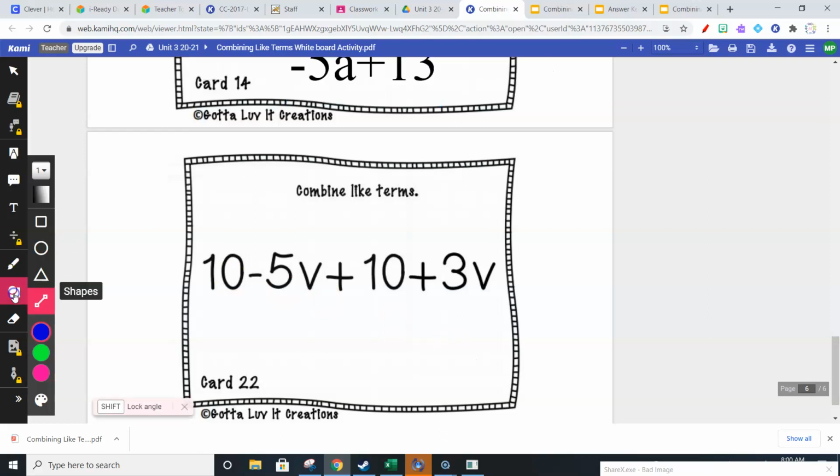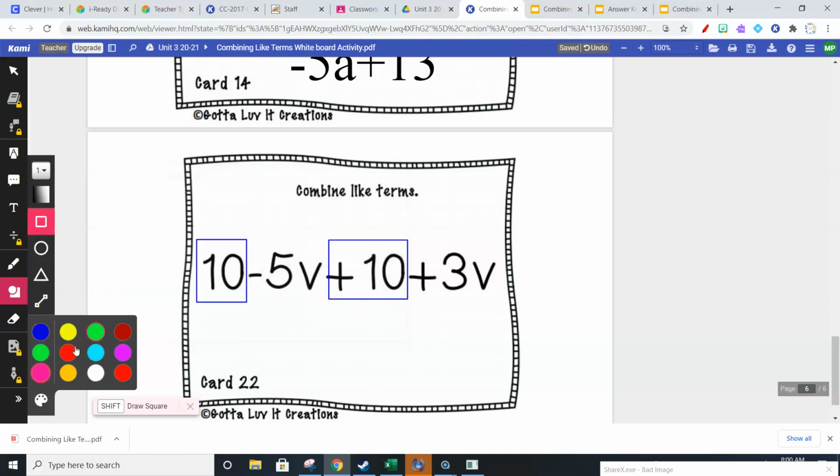Okay, so let's see. We're going to go to our rectangles. I'm on blue currently, so I'm just going to go ahead and start. Blue was always my constant, my number without a variable. So I have 10, and then the next one is a plus 10. And then I have negative 5v and positive 3v.